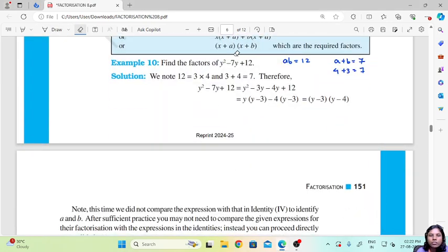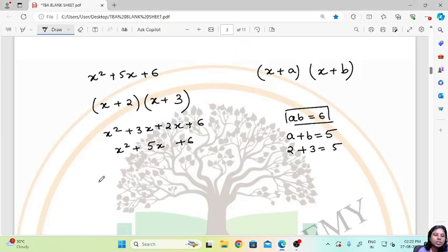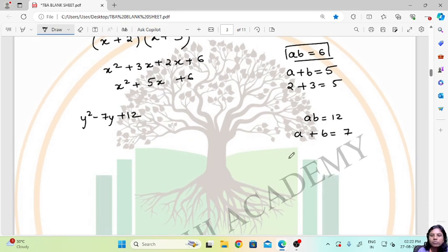Next we have y square minus 7y plus 12. Again here you look at this term first. So ab equals 12 by multiplying two numbers. Now a plus b equals 7 we have to find. So which two numbers, if we add, will give 7 here? 7 will be given by 4 plus 3 equals 7.